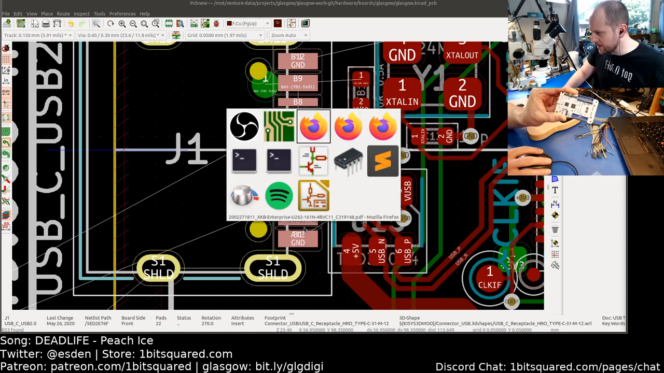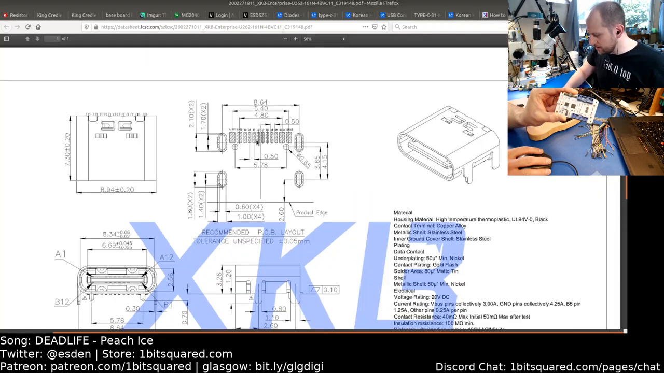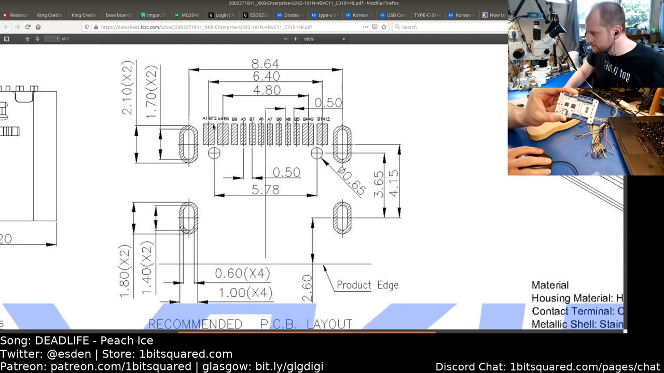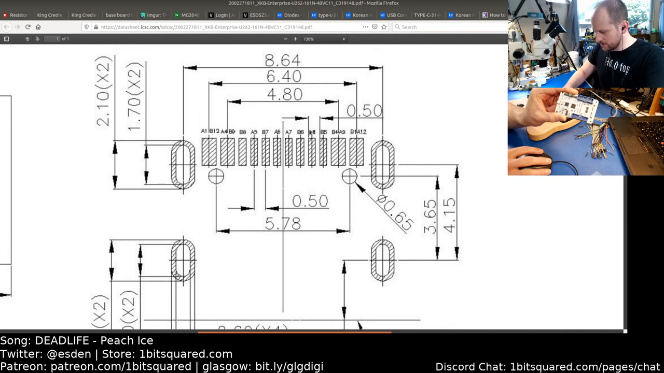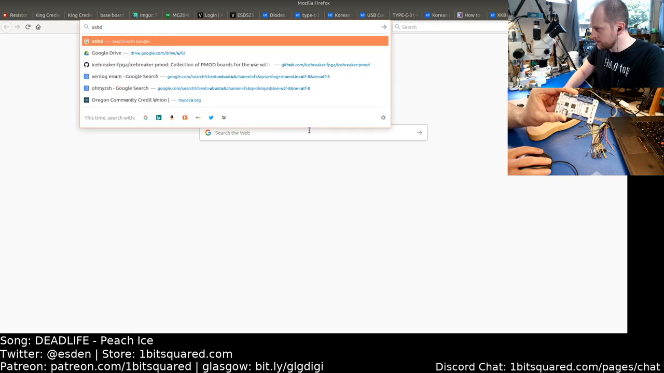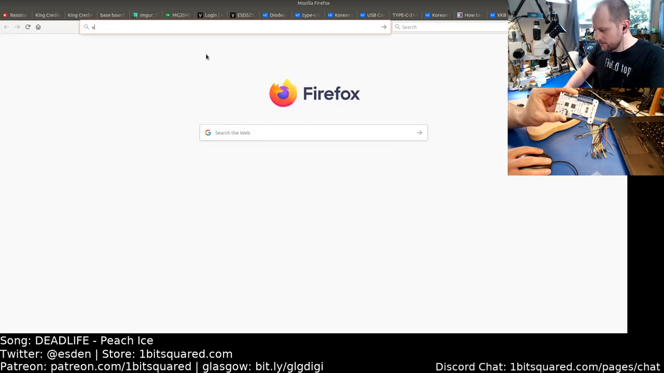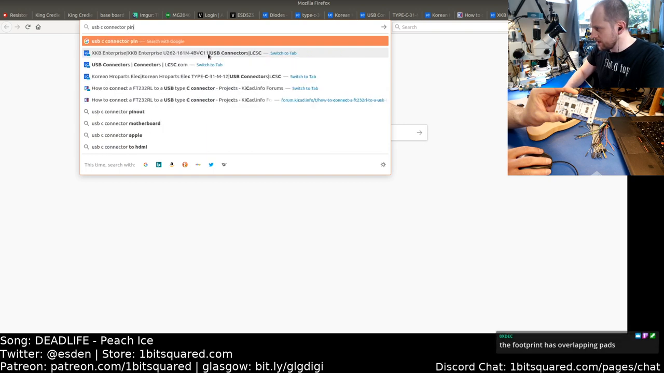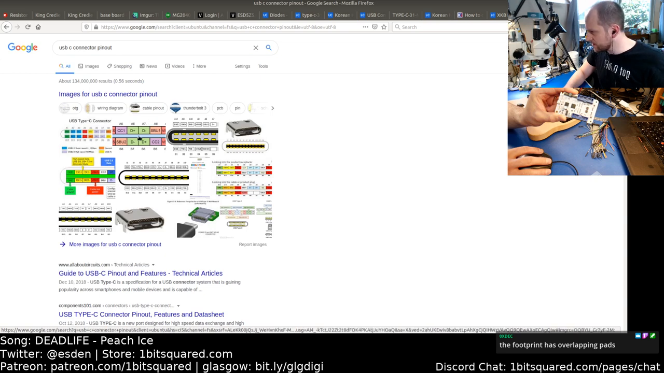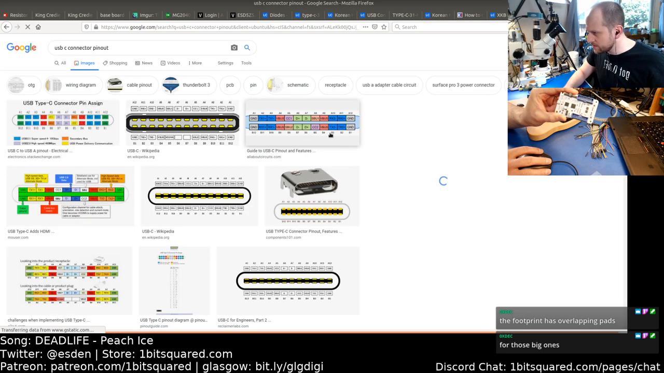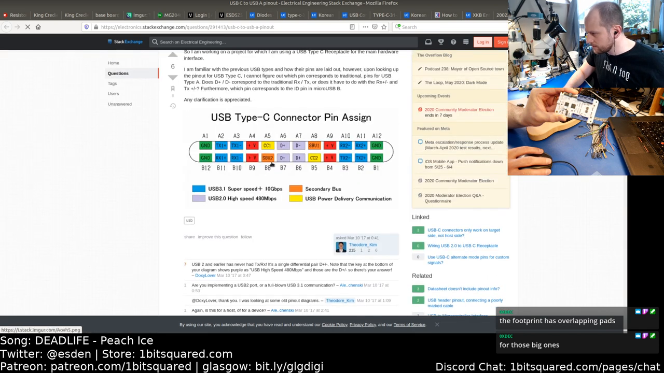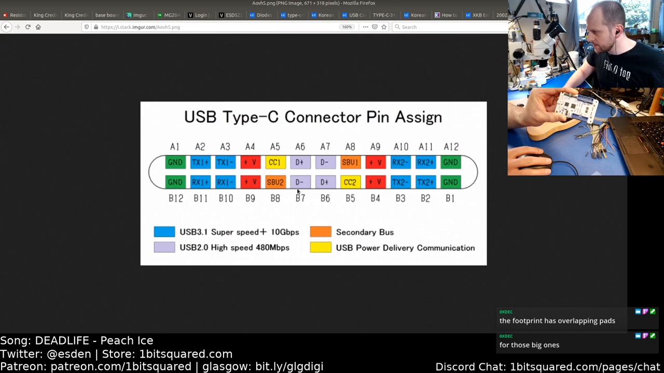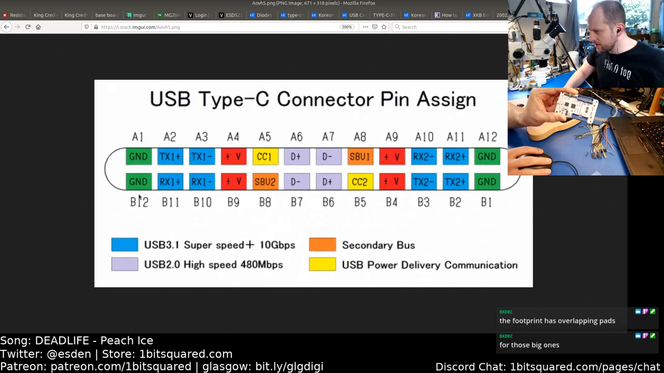This is what I'm curious about. This doesn't make sense. These should be the same ones, right? A1 and B12, A4 and B9. I need the pinout of the USB connector. USB-C connector pinout, because this is referencing pins on the connector. There we go. Let's take this pin assignment. Come on, give me the full size thing. Thanks. Okay, so A1 and B12.